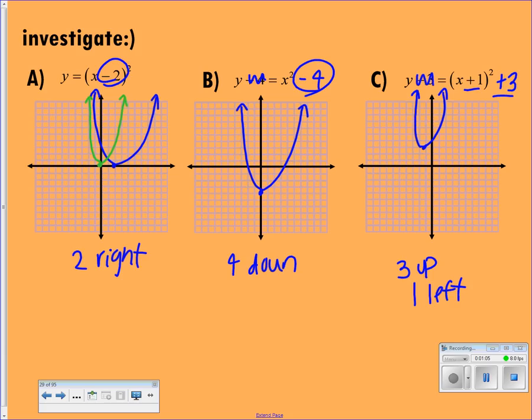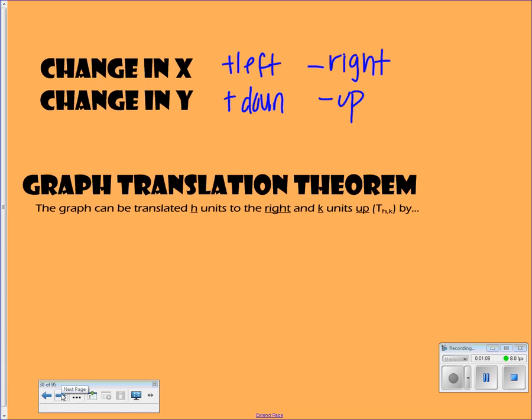So we have a theorem that's going to tell us exactly what that is instead of just guessing. If we change the x, the plus something is going to move it left, and the minus is going to move it right. So x should move things left and right because it's horizontal, the x-axis, and then the change in the y moves it vertically. A plus number moves it down, and a minus number moves it up.